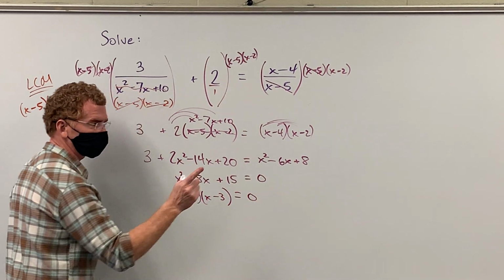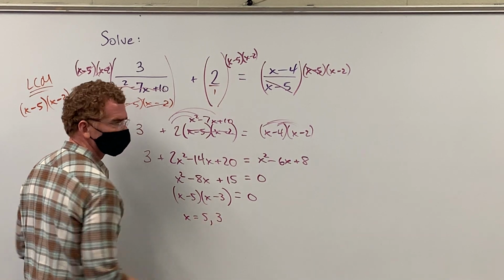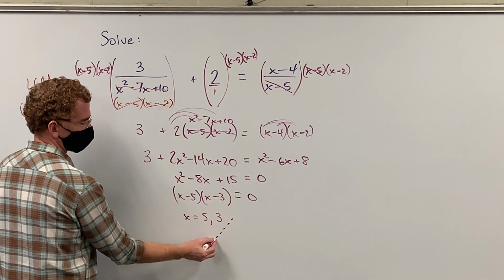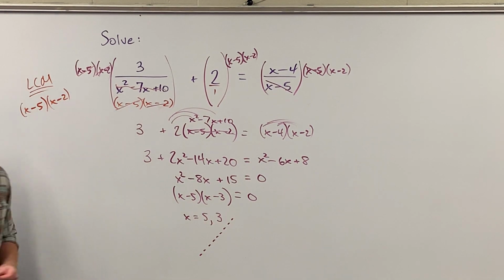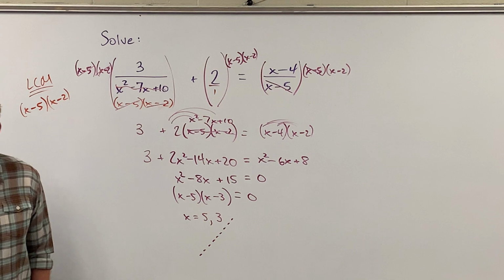Now here's the new part. X is 5, x is 3. Now you've done nothing wrong mathematically at this point, except you failed to think about one small thing. And we talked about it earlier in this chapter, and we also talked about it at the beginning of the year, and that was domain.